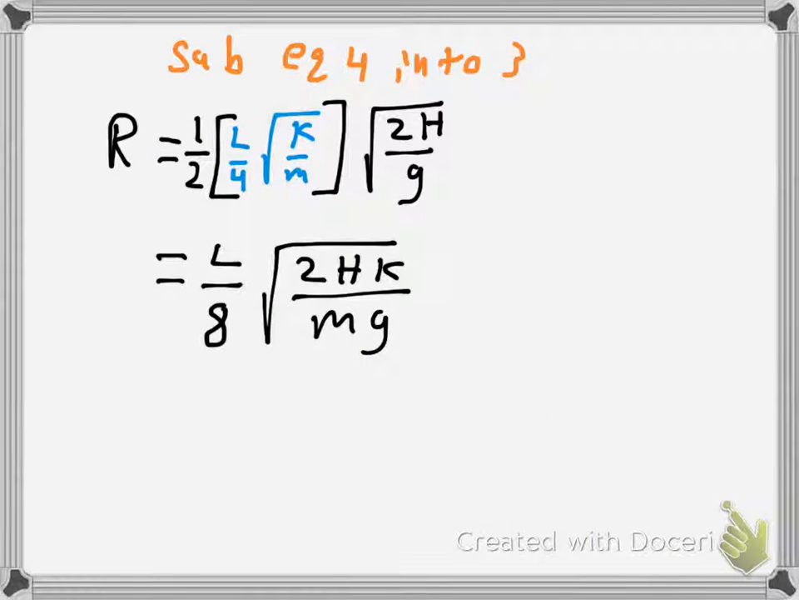So now, as you can see in the brackets, if we substitute this in the blue for our range equation, which is equation 3, then we can see we have 1/2 times L over 4 times the square root of k over m, and then times our substitution for t, which was the square root of 2h over g. And we can simplify this to be L over 8 times the square root of 2hk over mg. And that is the solution. Hope this helped you guys very much.